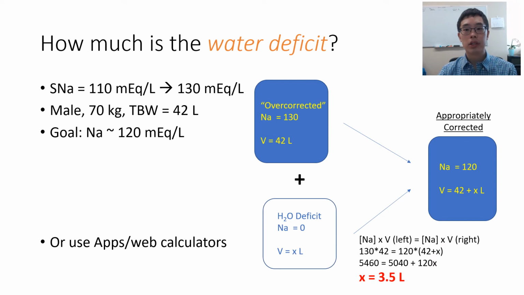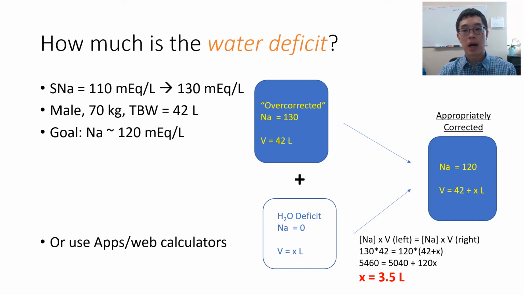Similar to our calculation for body water excess when we were thinking about correction of hyponatremia, we can think about overcorrection as the other way around. In this case, we have an overcorrected patient that is corrected from 110 to 130 within the course of 24 hours. In this case, we have exceeded our maximum limit of about 6 to 8 milliequivalents per day, and we'll need to correct our patient back again to around 120 to prevent osmotic demyelination syndrome from occurring.